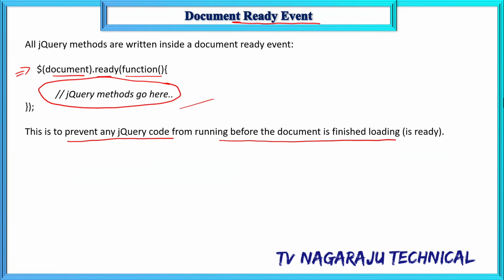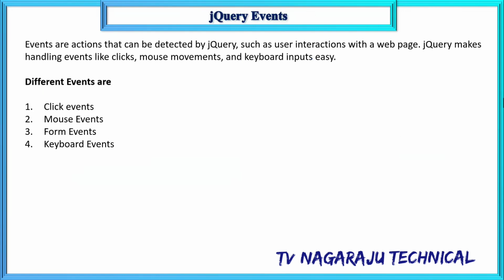This is the basic way of writing any jQuery. In jQuery, we have multiple types of events: click events, mouse events, form events, keyboard events. Now we will discuss each and every event in the next session, event by event. That is the end of the basic introduction to jQuery. Thank you.